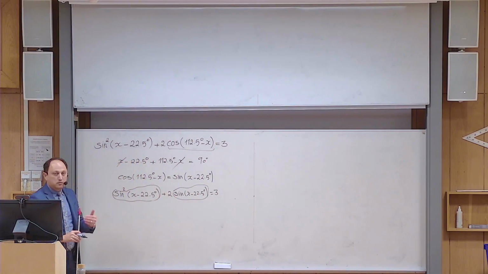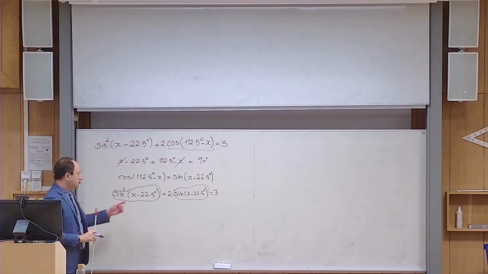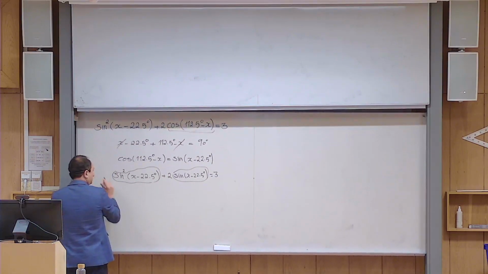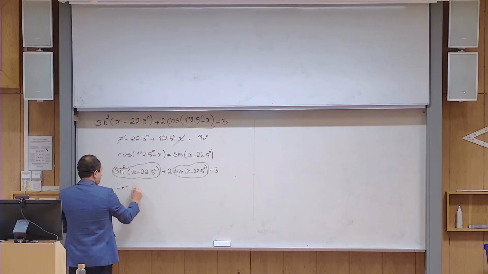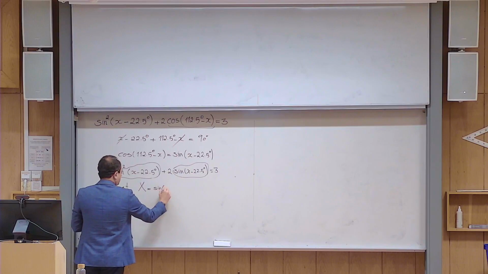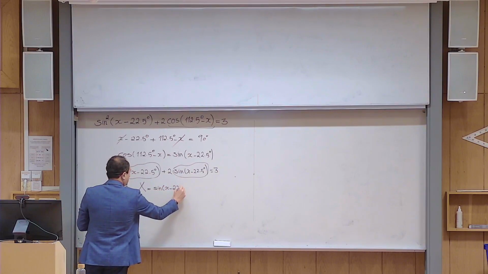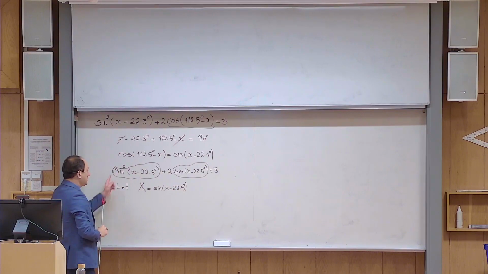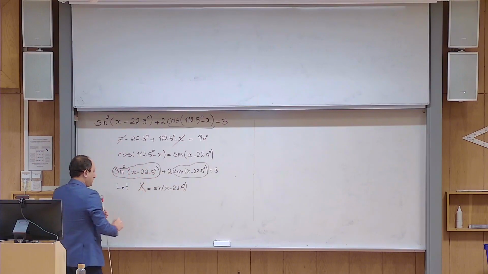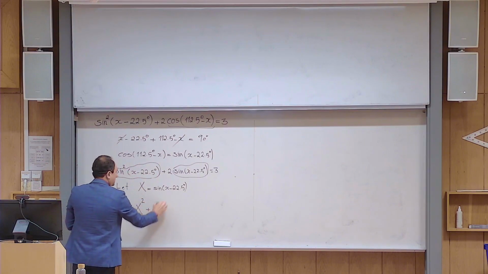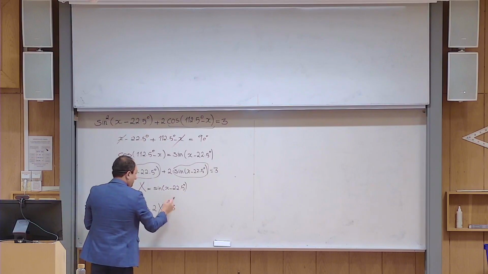This might motivate us to give this a new name. Okay, so I would say let capital X be equal to sine of x minus 22.5 degrees. Okay, then what happens? Instead of this, I can write capital X, then I have power of 2 plus 2. Instead of that, I can write capital X, and this is equal to 3.